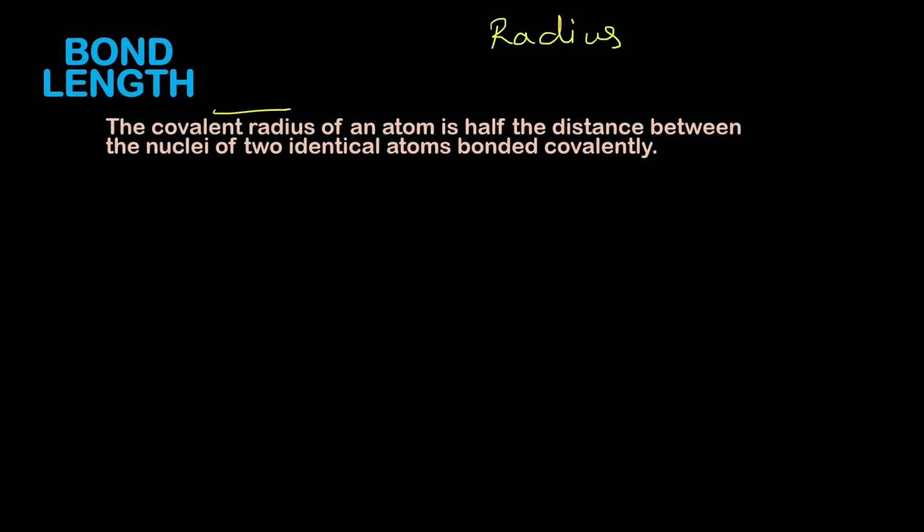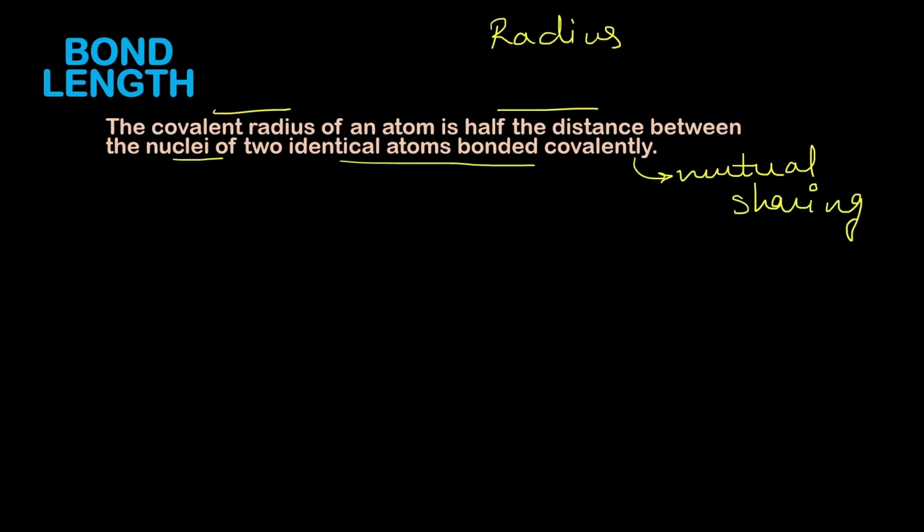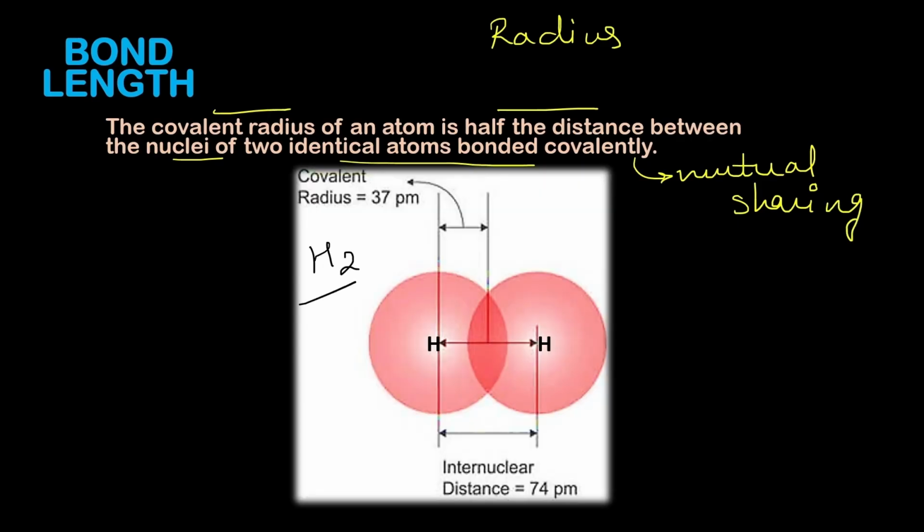Moving forward, we are going to discuss the radius, covalent radius. Covalent radius of an atom is half the distance between the nuclei of two identical atoms bonded covalently. So covalently means by mutual sharing of electrons. So it's a H2 molecule whose internuclear distance is 74 picometers, and the covalent radius half, that is 37 picometers.